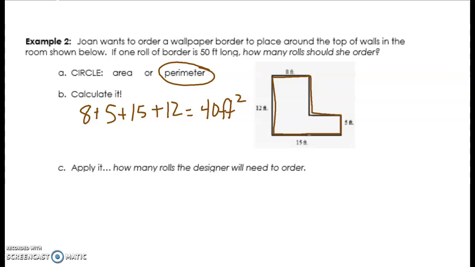Looking at the application, again, it is the very last sentence italicized on your task card. And in this case, it's asking me if one roll of border is 50 feet long, how many rolls should I order? So looking at that figure, I only need 40 feet squared, so you should realize that one roll would be enough. So how many rolls will the designer need to order? Your answer should be just one roll.